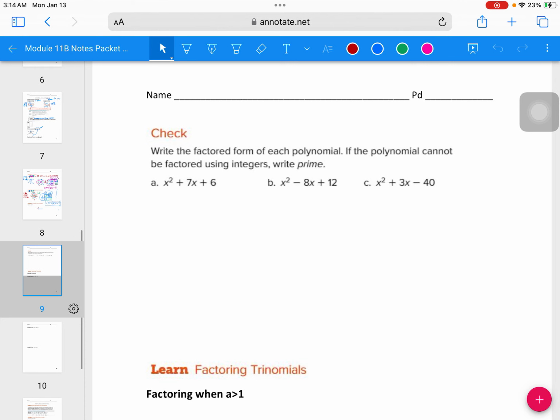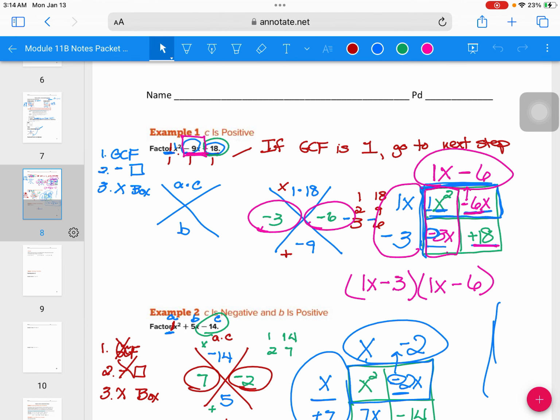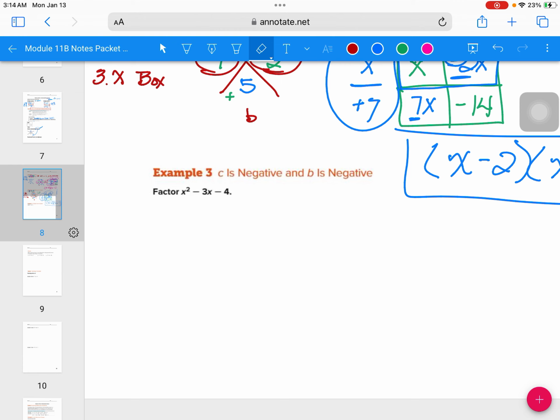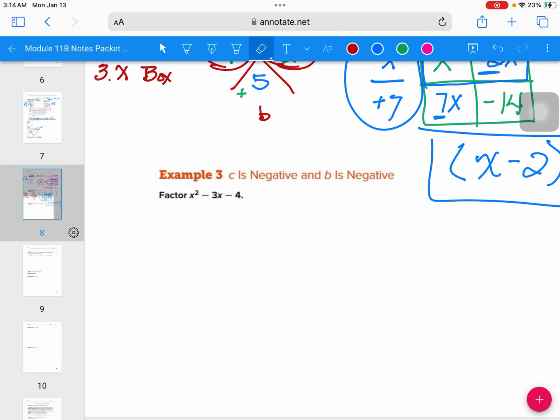And if you have forgotten, let's see. Looks like, at least for some of my classes, we maybe did not get down to this last one. Okay, so again, I'm going to put these over on the side. 1, we always look for a greatest common factor. 2, difference of squares, which we have not gotten to. And 3, the X box.